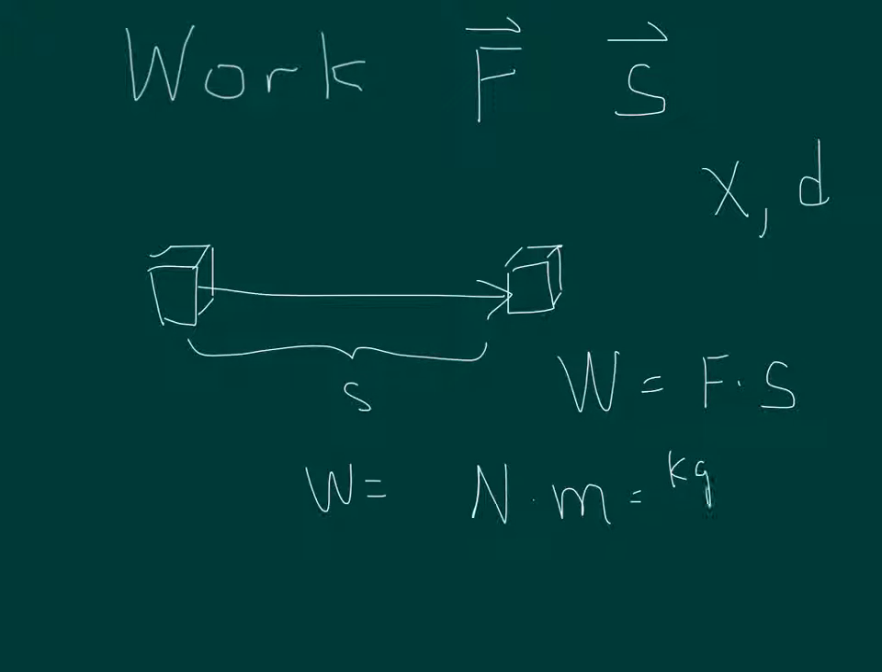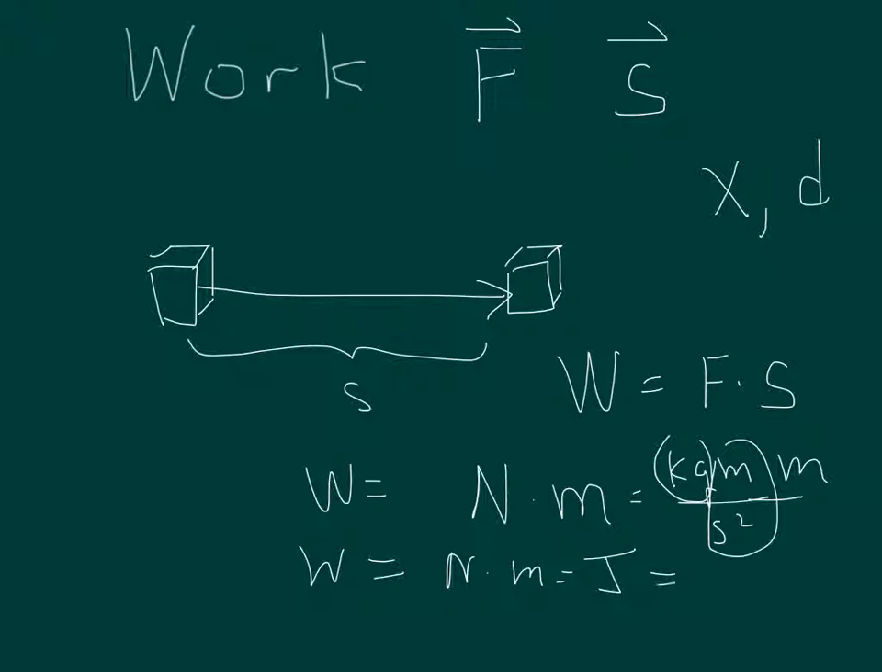A Newton would be a kilogram meter per second squared, mass times acceleration, multiplied by a distance. So a work of a Newton meter is going to be called a joule, and that will be a kilogram meter squared per second squared. So work is expressed in units of joules.